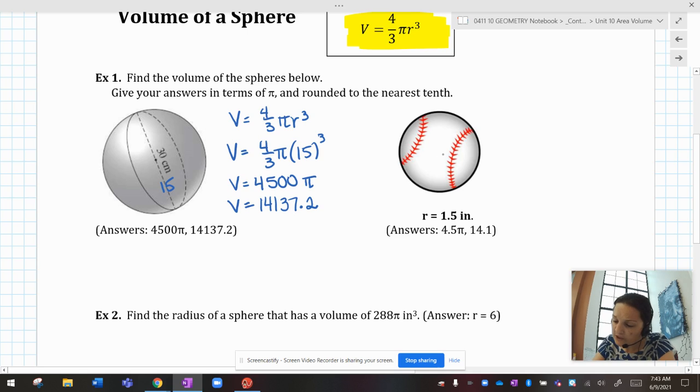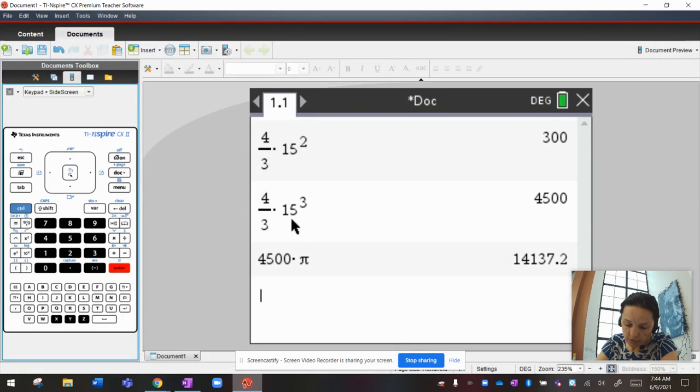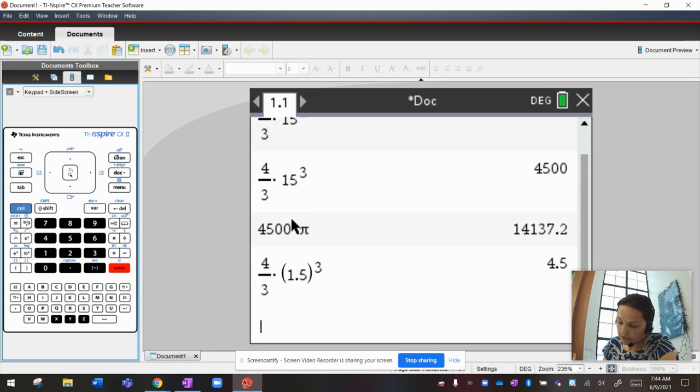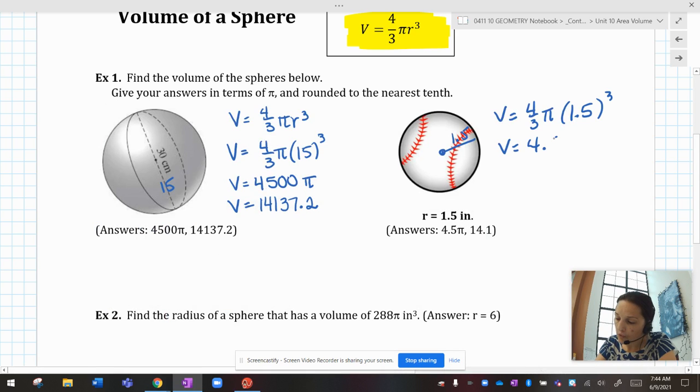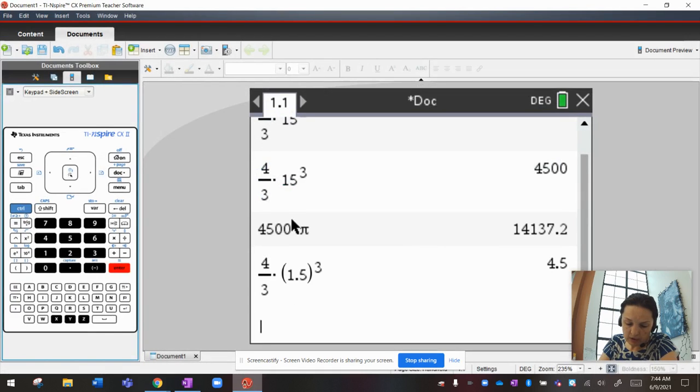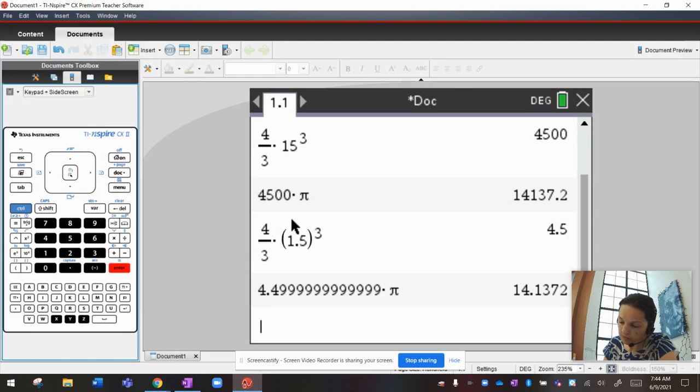Okay, and so now if we have a baseball and the radius of that baseball is 1.5, my volume is 4/3 pi r cubed. And if we put that into the calculator in terms of pi, 4/3 times 1.5 cubed, that's 4.5 pi. And just to save time, that's 14.1 if I put it in, I might as well do it, the calculator to get the decimal. Okay.